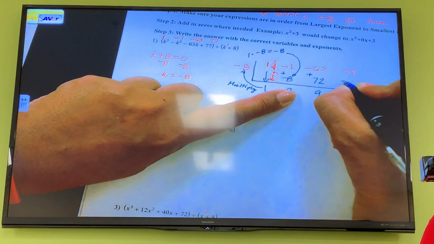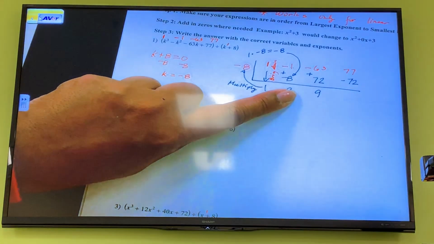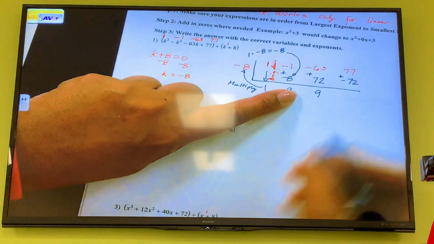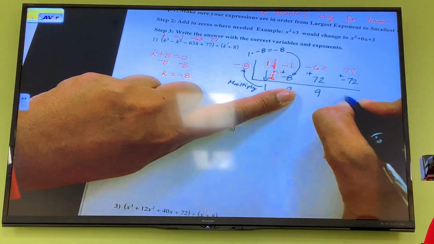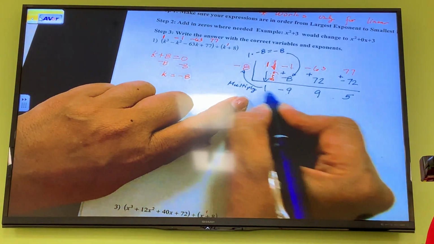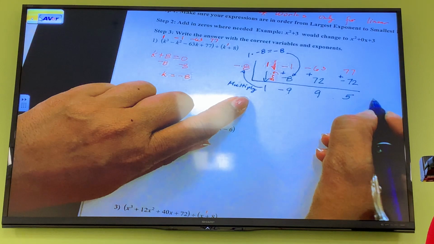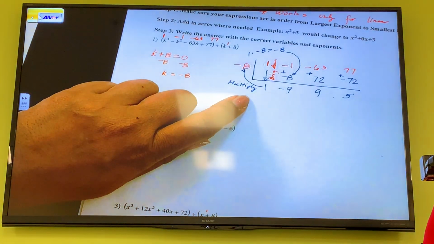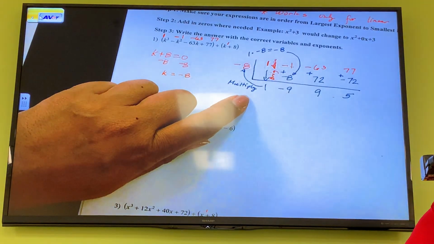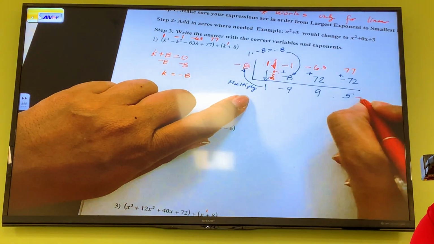And you know that you're done already when you're in the last column. That will be the last thing we're going to do, but add it up first. 77 minus 72 is positive 5. These are the numerical coefficients of our answer. The last number is always your remainder. So this 5 is our remainder.